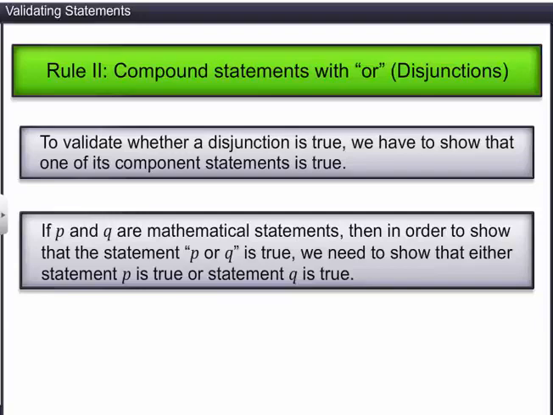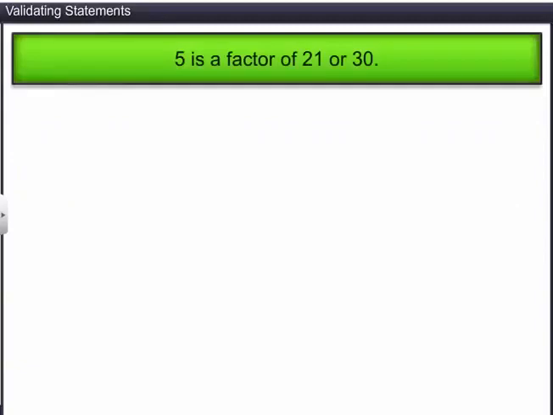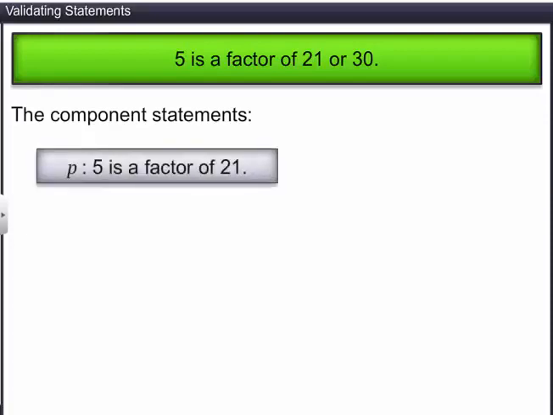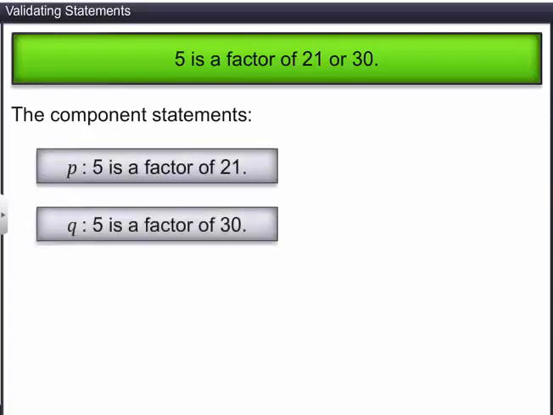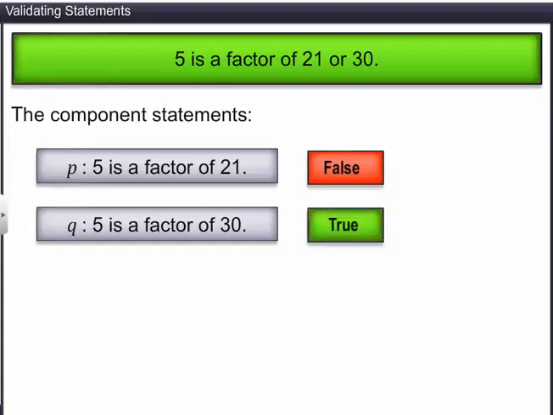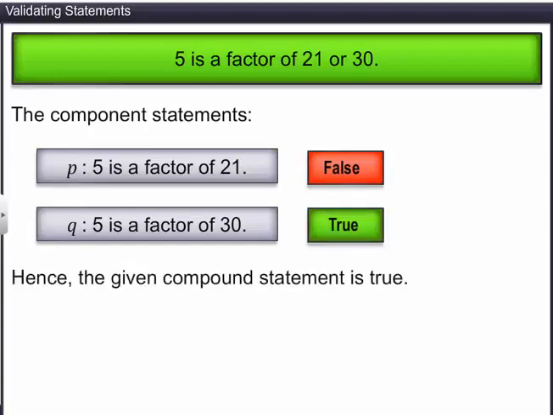Let's check the validity of the statement. 5 is a factor of 21 or 30. The component statements of the compound statement are: 5 is a factor of 21. 5 is a factor of 30. We know that statement P is false, while statement Q is true. Hence, it is validated that the given compound statement is true.